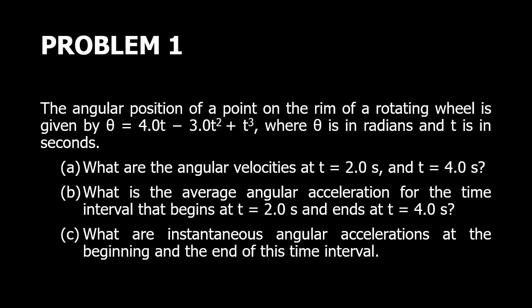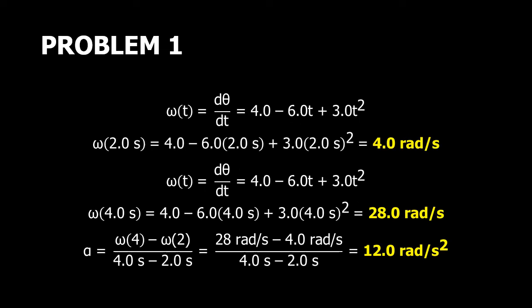The angular position of a point on the rim of a rotating wheel is given by theta is equal to 4t minus 3t squared plus t cubed, where theta is in radians and t is in seconds. So first, what are the angular velocities at t equals 2 seconds and t equals 4 seconds?